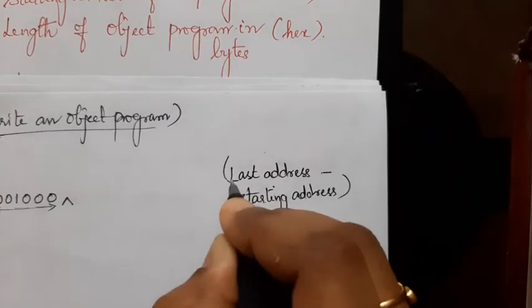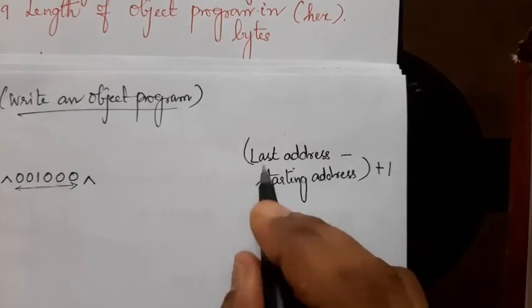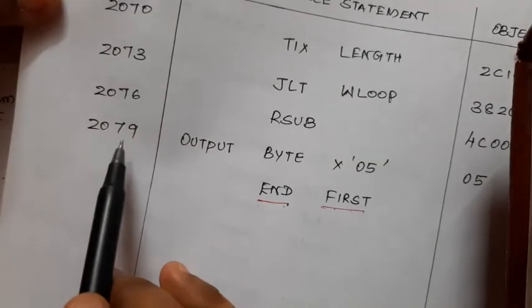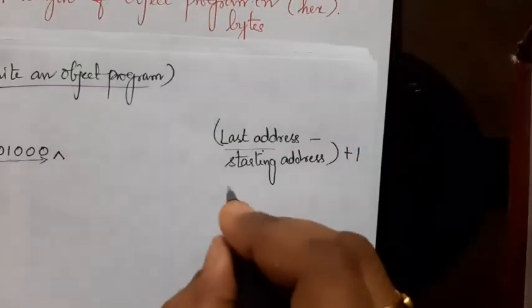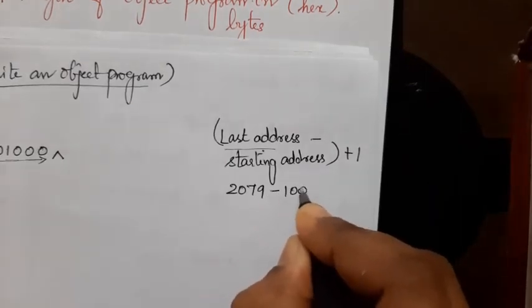Okay. Last address minus starting address plus 1. So, what is our last address? The program's last address is 2079. See, the program's last address is 2079. Write it here. 2079 minus starting address is 1000.